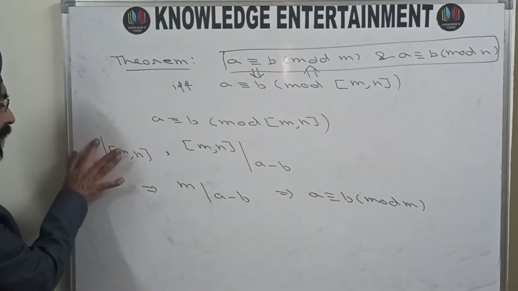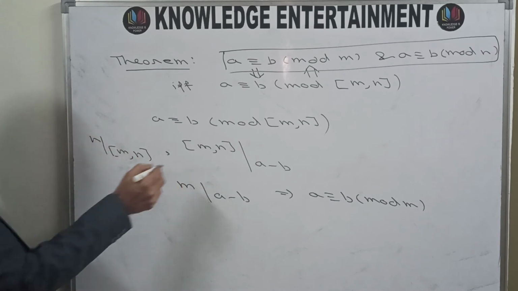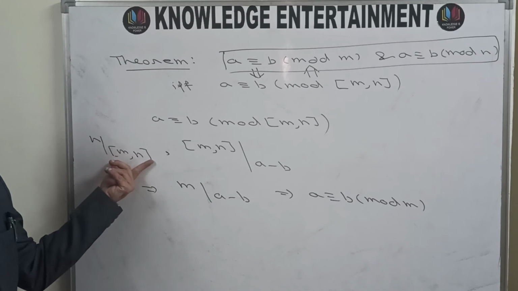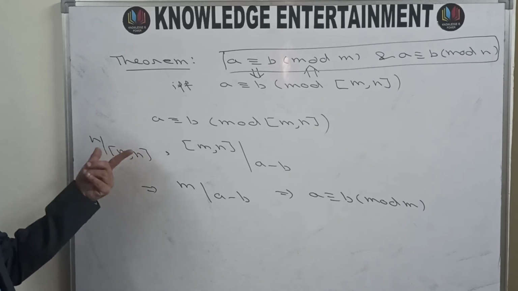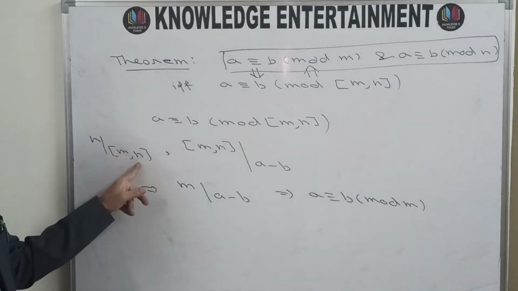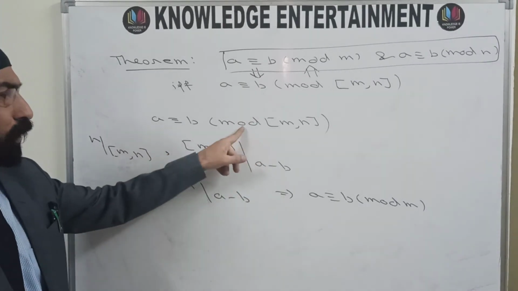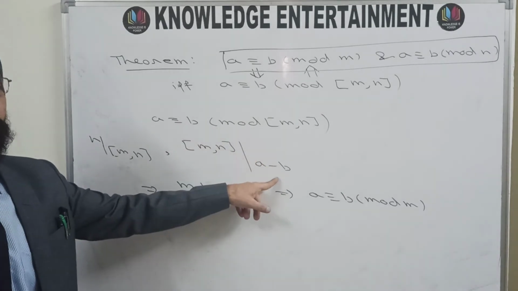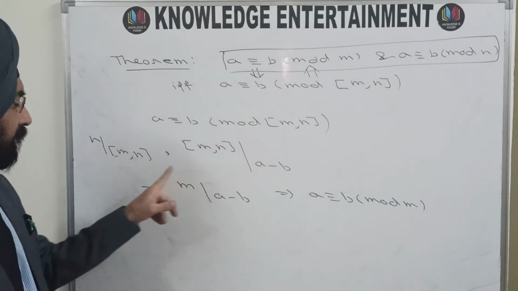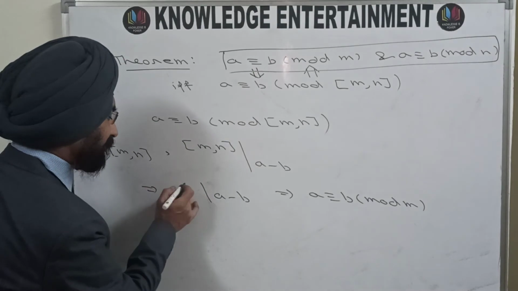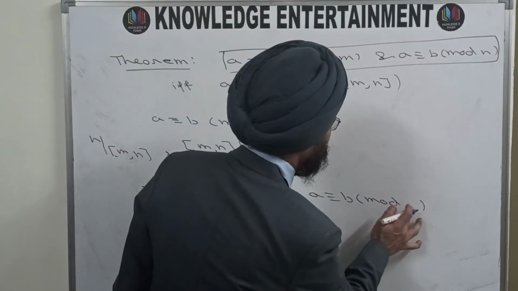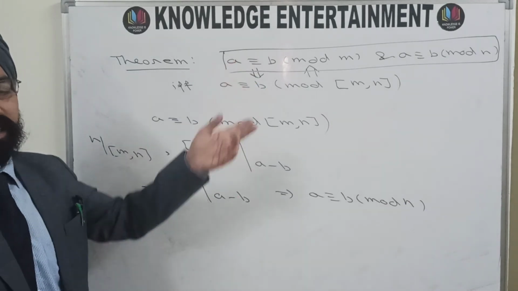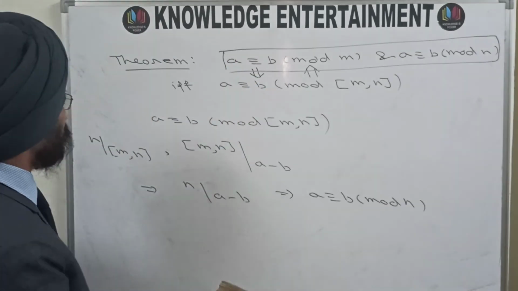Similarly, n divides LCM of m and n, once again because it is the least common multiple of m and n. The least common multiple is a multiple as well. So this is a multiple of n, so n divides it, and it divides A minus B because of the given congruence. Now once again, using the transitivity of the division relation, we can say that n divides A minus B, and that means A is congruent to B modulo n, and that is what the result wanted to be proved.